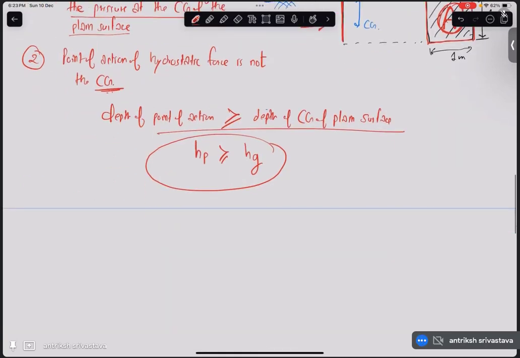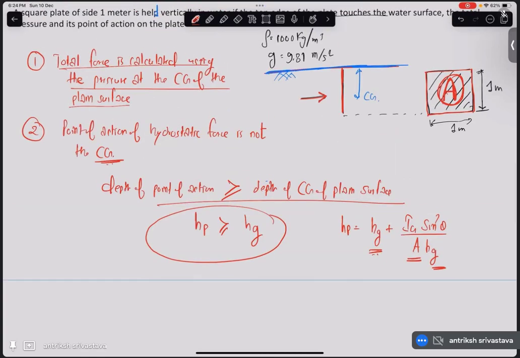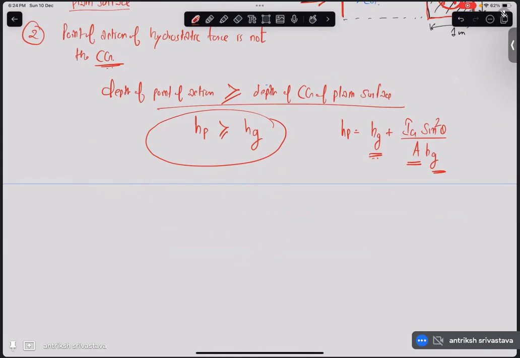And what is the formula to calculate this? HP is given as Hg plus Ig sine square theta divided by A Hg. What is Hg? We know it is the depth of the center of gravity. What is A? A is the plane surface area, or in the curved case it is the projected area. Sine square theta, where theta is the angle the given plane makes with the surface of the water.